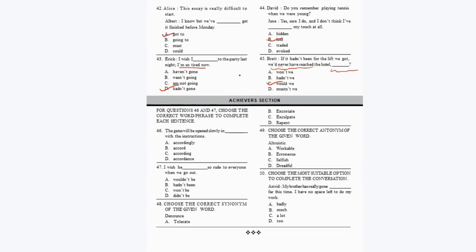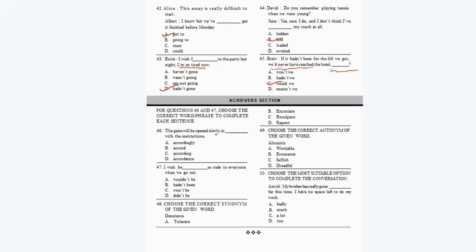Next, with this we have completed the third section, and now let's move to the last section of this paper, that is the achiever section. So I repeat again, in this section you will be getting 3 marks for each question, so be careful while attempting this section. Okay, for questions 46 and 47, choose the correct word or phrase to complete each sentence.